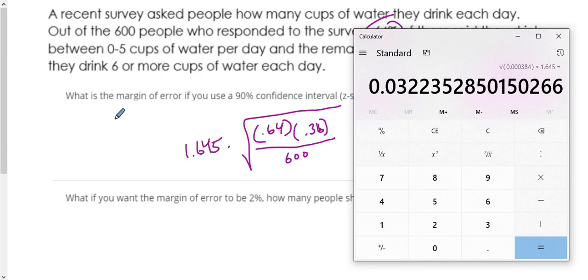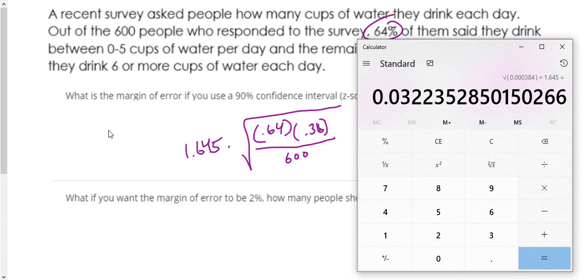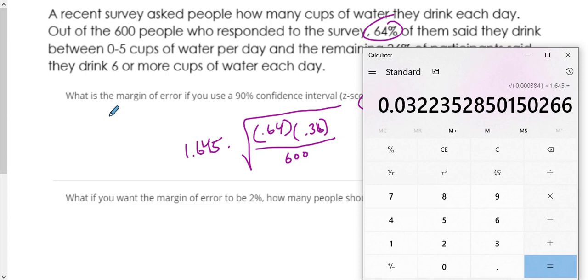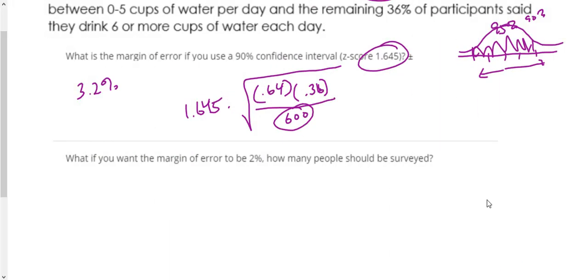Hey guys, I don't know why my recording software or my calculator or something was freaking out there, but anyways, we put 3.2% down here. That was our answer that we ended up with.